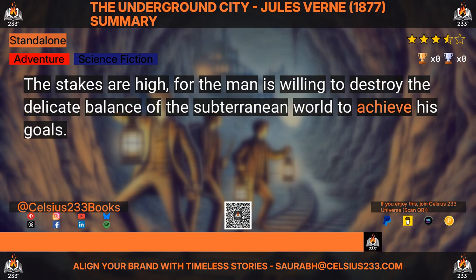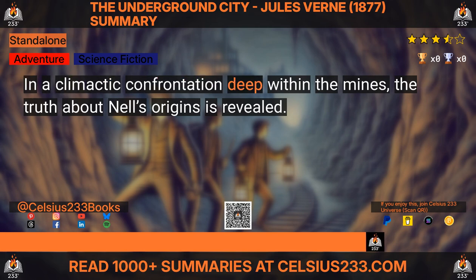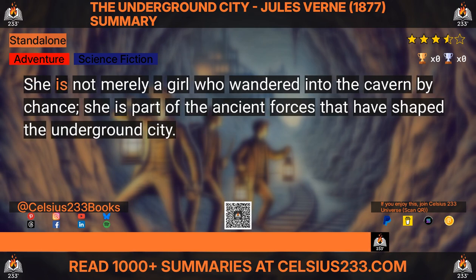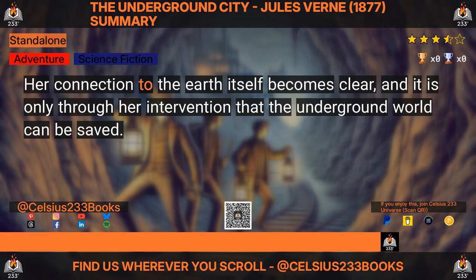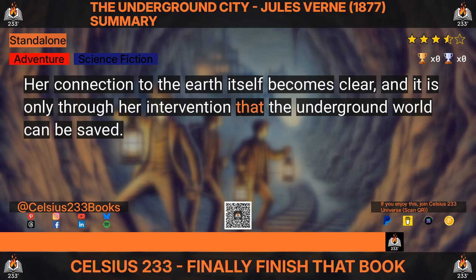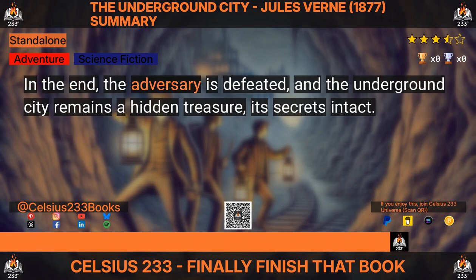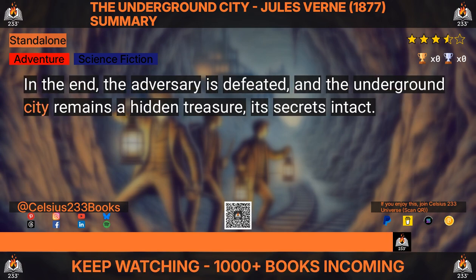In a climactic confrontation deep within the mines, the truth about Nell's origins is revealed. She is not merely a girl who wandered into the cavern by chance. She is part of the ancient forces that have shaped the underground city. Her connection to the earth itself becomes clear, and it is only through her intervention that the underground world can be saved. In the end, the adversary is defeated, and the underground city remains a hidden treasure, its secrets intact.